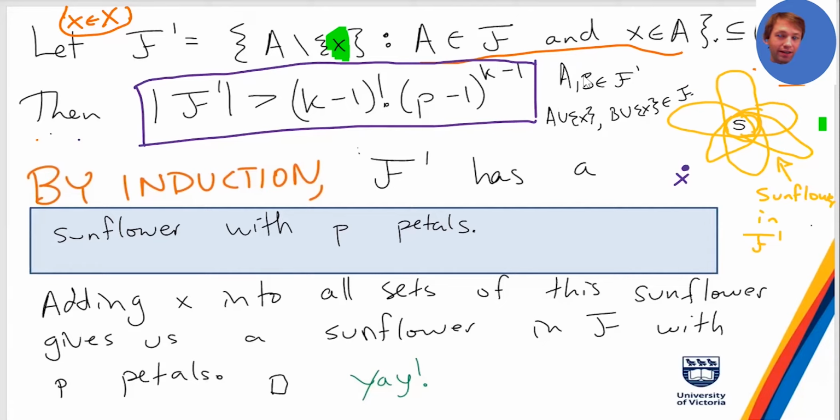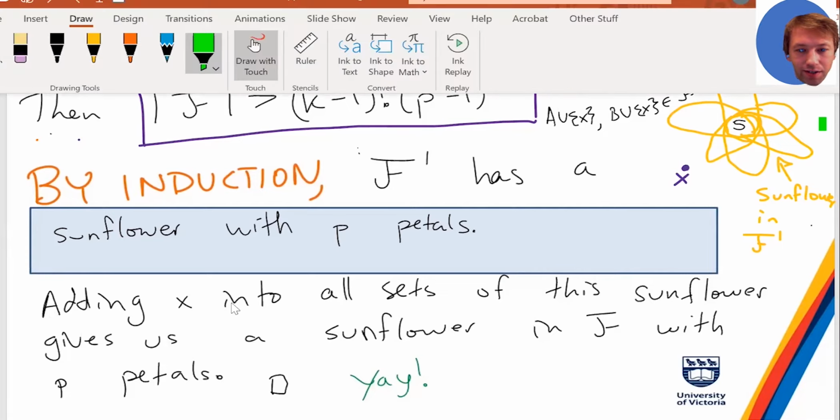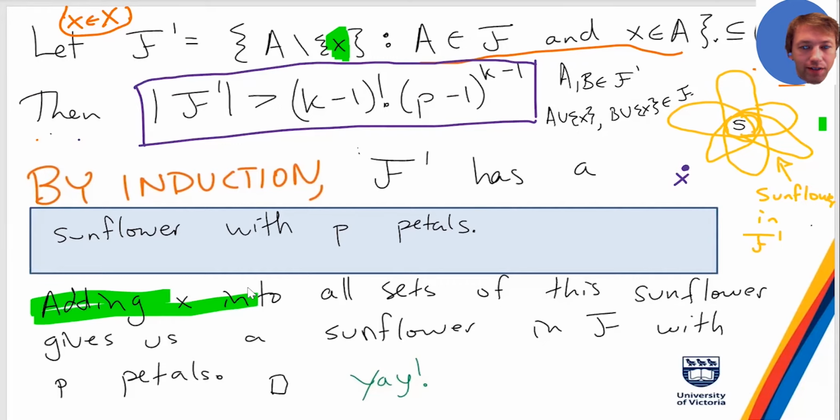So actually, just by adding X to all those sets in the sunflower of F prime, we get a sunflower in F. This is what I'm saying here: adding X into all sets of the sunflower gives us a sunflower in F with p petals.